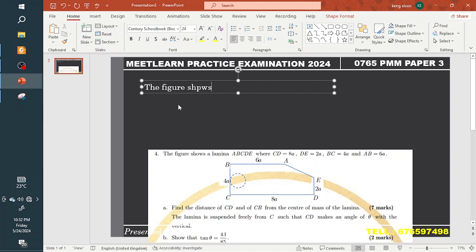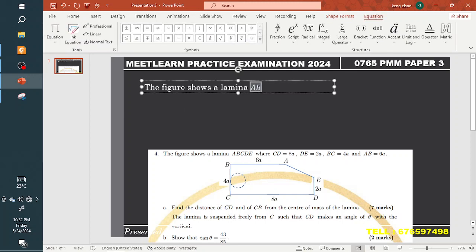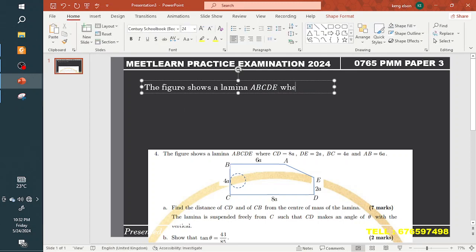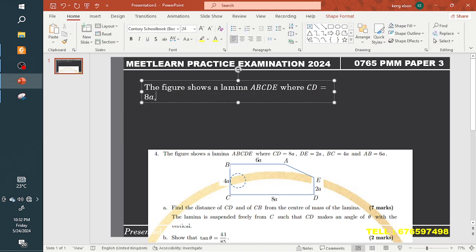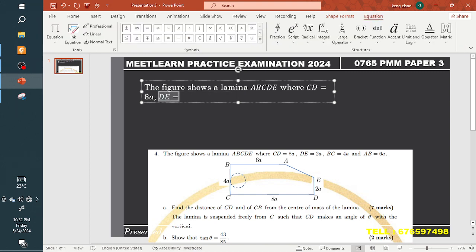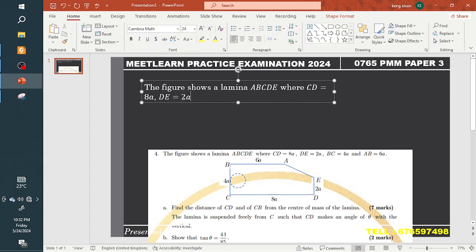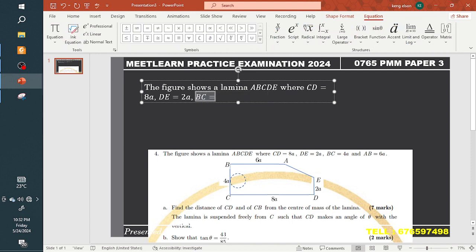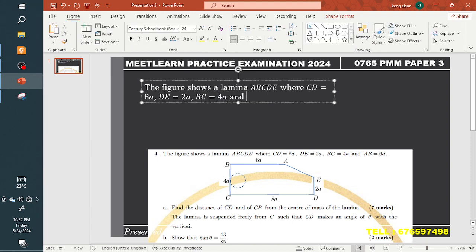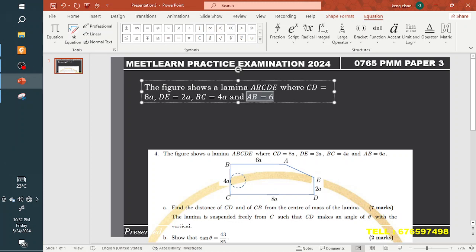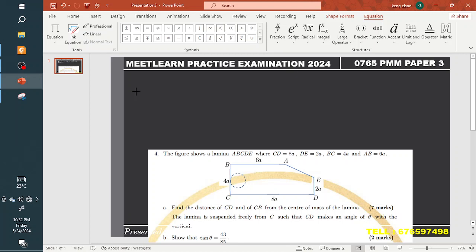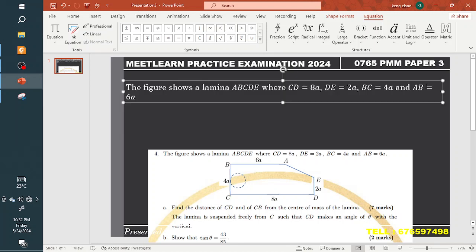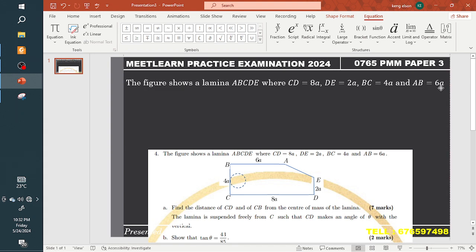The figure shows a lamina ABCDE where CD is equal to 8a, DE is equal to 2a, BC is equal to 4a, and AB is equal to 6a. Adjust my text box. I'm just saying that while it has entered.